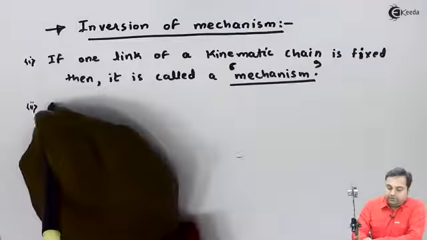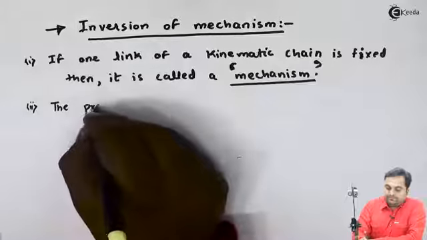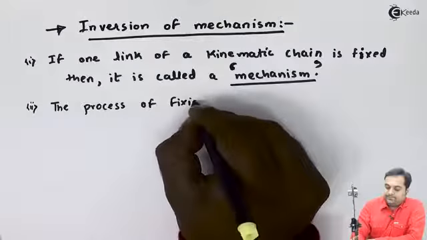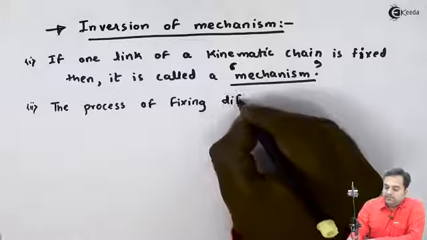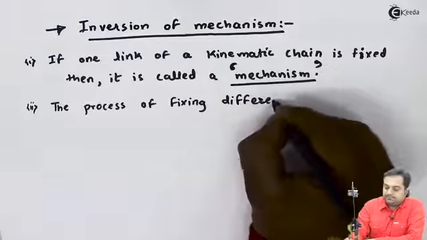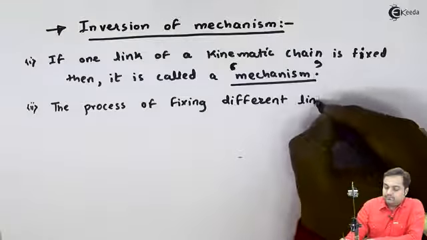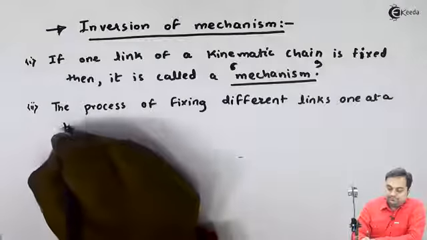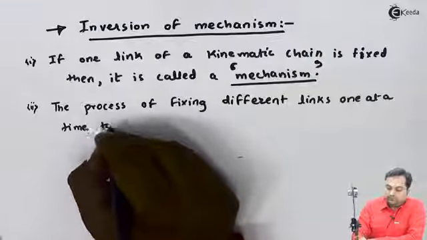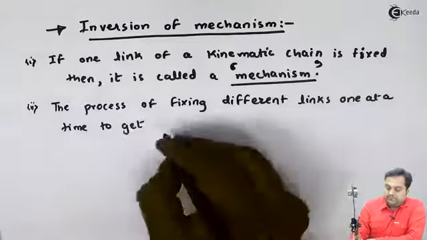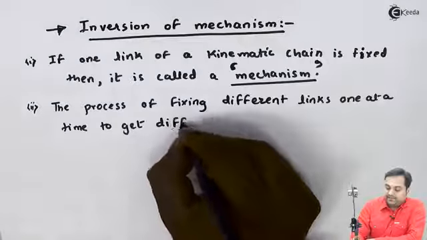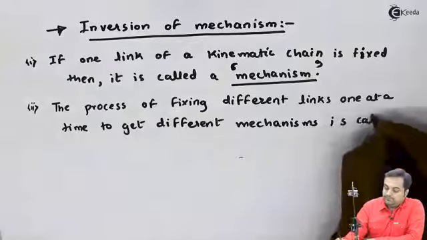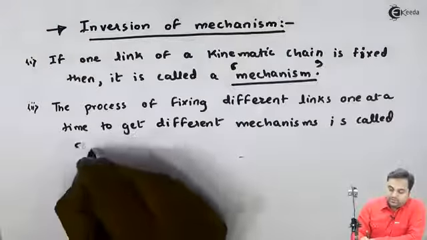Next, the process of fixing different links, one at a time, to get different mechanisms is called inversion of mechanism.